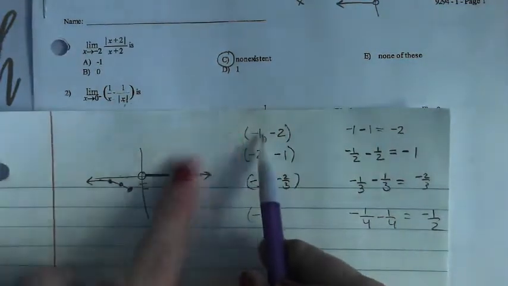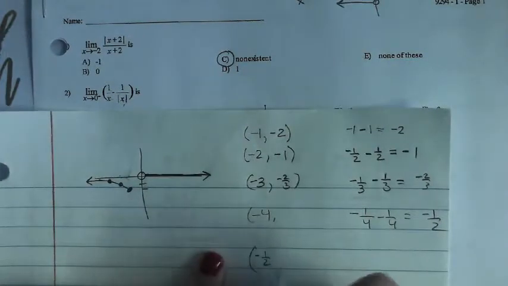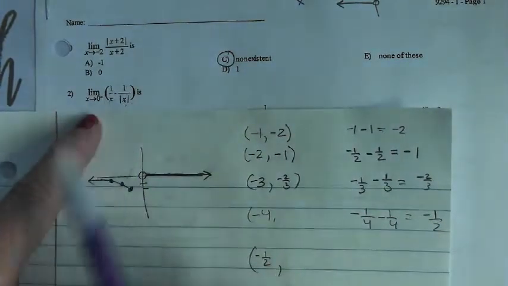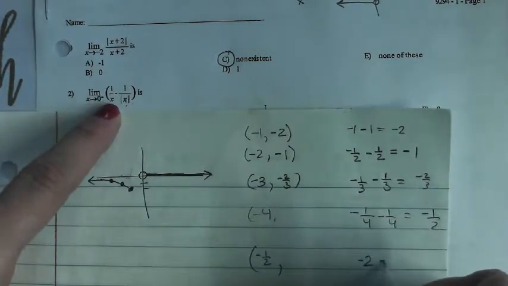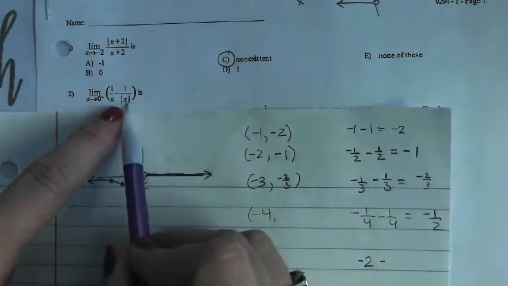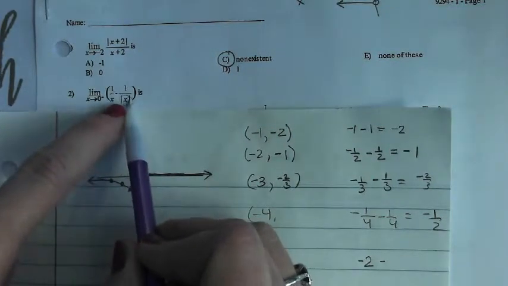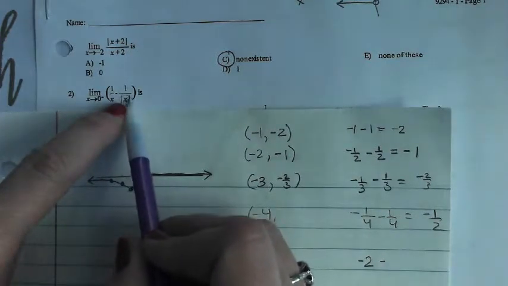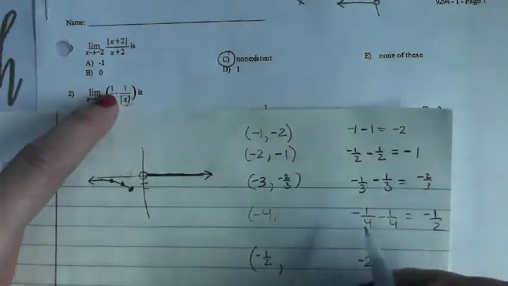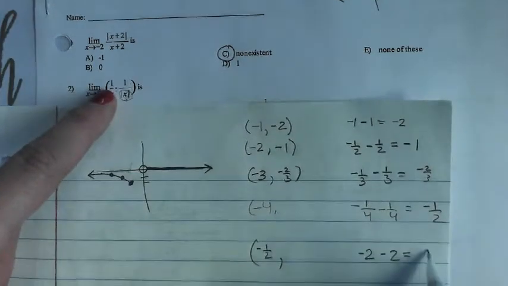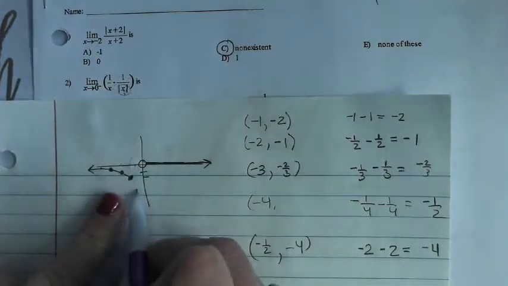So we already plugged in negative 1. Let's plug in negative 1/2. What is 1 divided by negative 1/2? Negative 2, minus, when I plug in negative 1/2 here, the absolute value of negative 1/2 is a positive 1/2. And what's 1 divided by 1/2? 2. So it's minus 2. So what's that? Negative 4. So negative a half is negative 4.